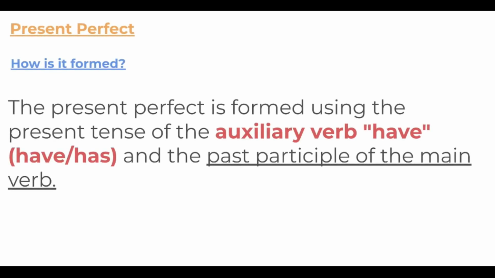So how do we form it? Well, the key to the present perfect and any tense which has a perfect element to it is to include this auxiliary verb have. Either have or has, depending on the subject and the subject-verb agreement. And it doesn't stop there, and the past participle of the main verb. So we want have and the past participle.